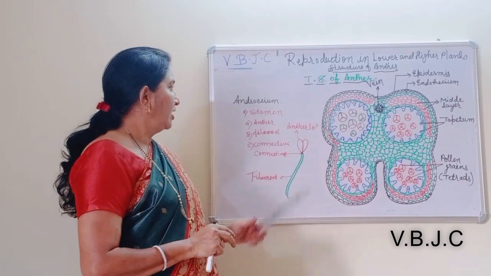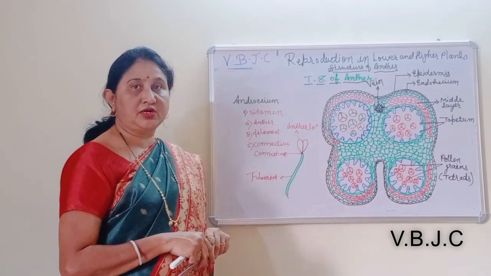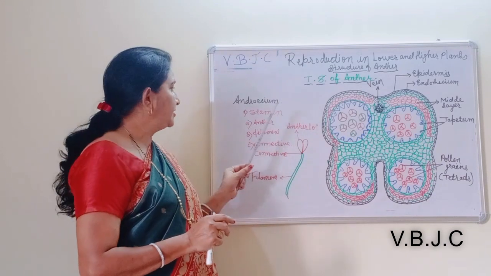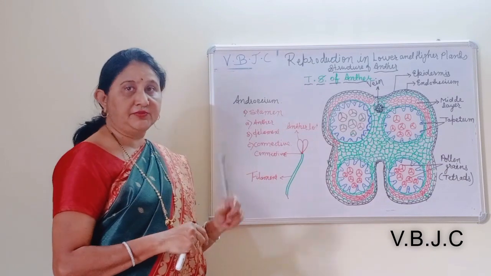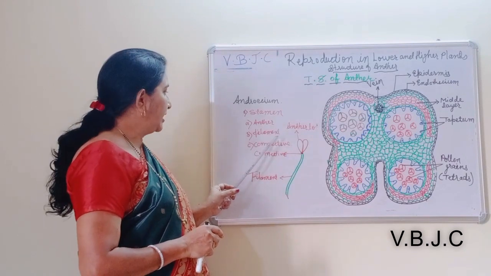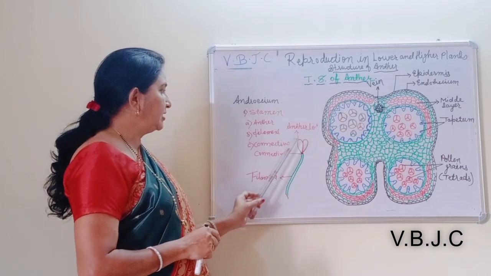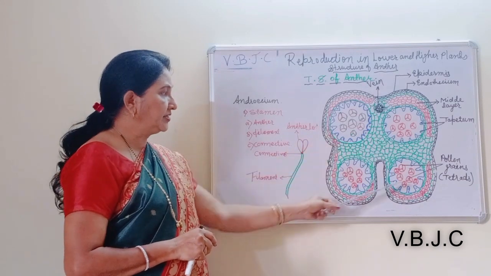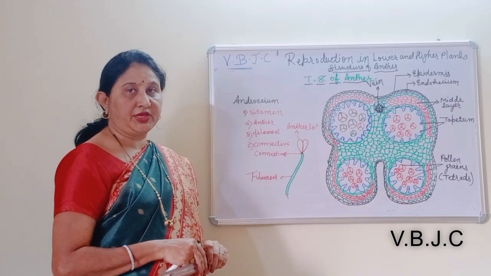First of all, the androecium is the male reproductive whorl of the flower, and the individual member of the androecium is known as a stamen. The stamen is made up of three parts: first the anther, second the filament, and third the connective. In this diagram you can see the anther lobe. This is a dithecous anther, in which the four pollen sacs present are known as tetrasporangia.